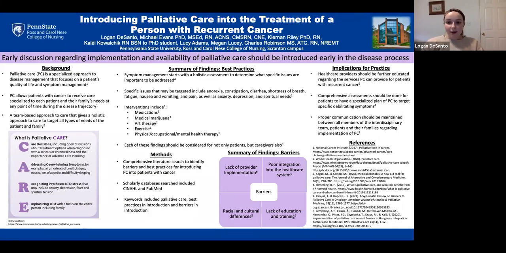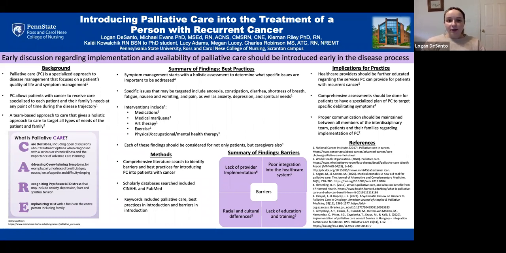I'm a fourth year honors nursing student at the Penn State Ross and Carolyn East College of Nursing at the Scranton campus. My fellow co-authors include Dr. Michael Evans, Assistant Dean for Undergraduate Nursing Education at the Commonwealth campuses, Dr. Kieran Riley, a former graduate of the BSN to PhD program here, Clay Kowalczyk, a current student in the BSN to PhD program, and my fellow undergraduate students included Lucy Adams, who is a senior honors nursing student at the Scranton campus, Megan Lucy, who is also at the Scranton campus and a third-year student, and Charles Robinson, who is an RN to BSN student at the Shenango campus.